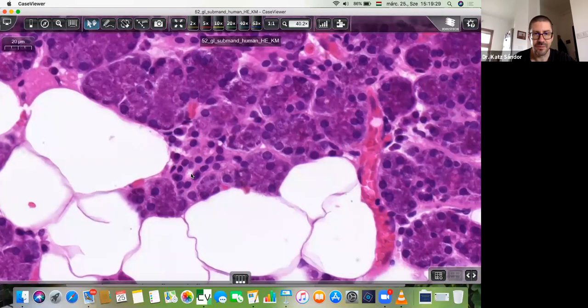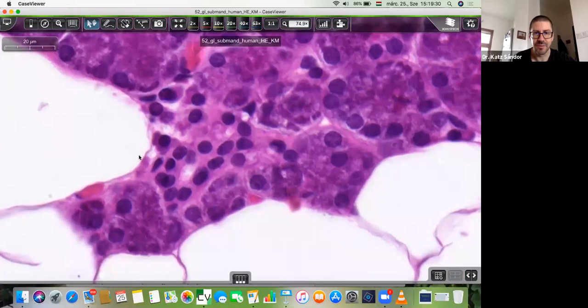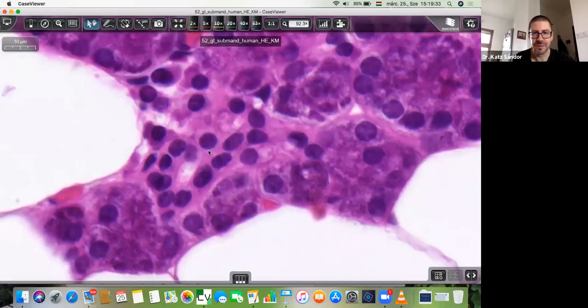There is another one here. But these are also belonging to the wall, but you can see the lumen.